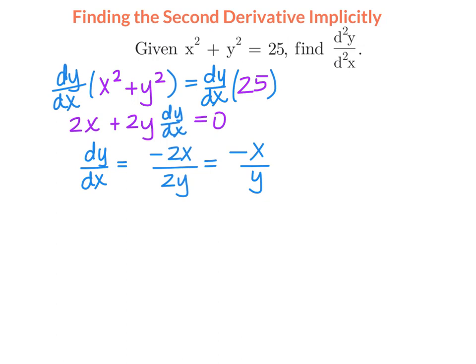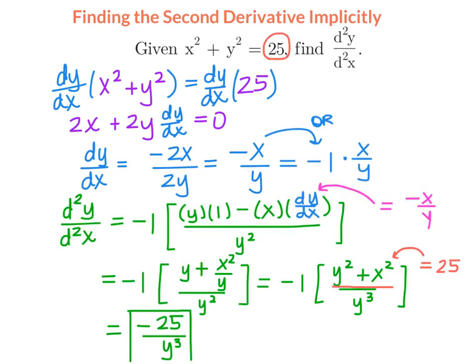So I take the derivative here. It's pretty simple. It's going to be 2x plus 2y times dy over dx equals 0. I move the 2x over by subtraction, divide by 2y, so I get negative 2x over 2y, which can be simplified as negative x over y. So now I'm going to take the derivative of this to end up with my second derivative.